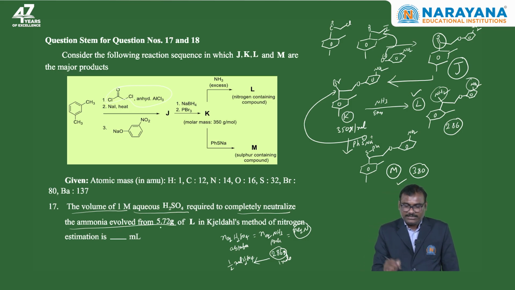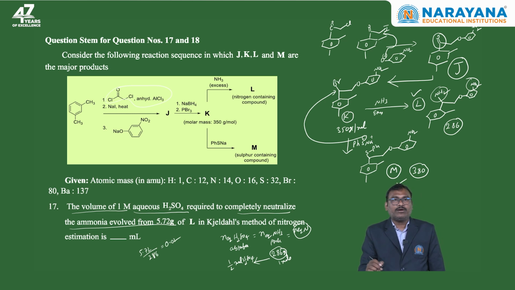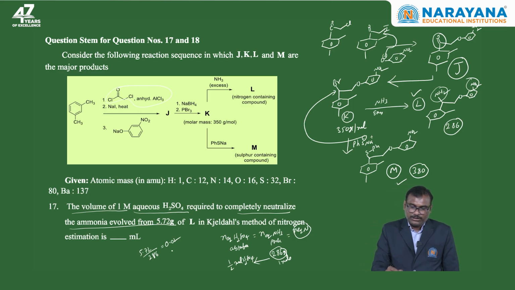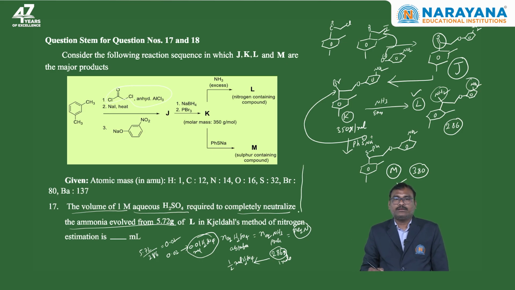Say yes or no? 286 gram, or 1 mole of the compound, requires half mole of H2SO4. But how much was given? 5.72 grams. That is 5.72 by 286, which is equal to 0.02 moles. So 1 mole requires half mole, then 0.02 moles of the compound requires 0.01 mole of H2SO4. That is, 0.01 mole of H2SO4 is required. Now go for the next.